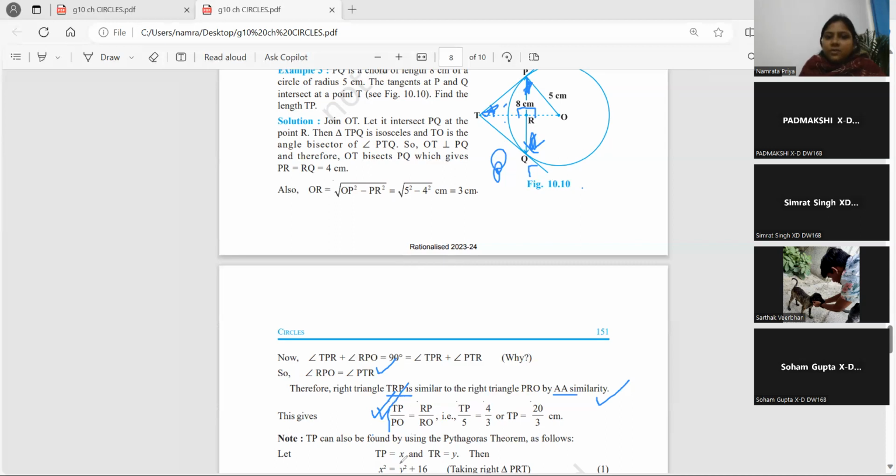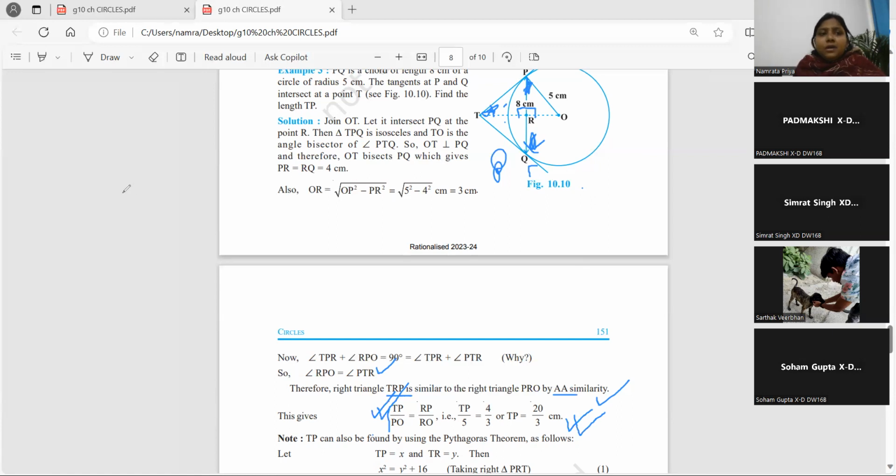Okay? So TP by PO is equal to RP by RO, and put the values. PO is your 5 centimeter. That is the radius of the circle. RP you have calculated, that is 4 centimeter. And RO is 3 centimeter. That was also calculated. So you have got the value of TP. So this is the form we are taking by similarity of the triangles.